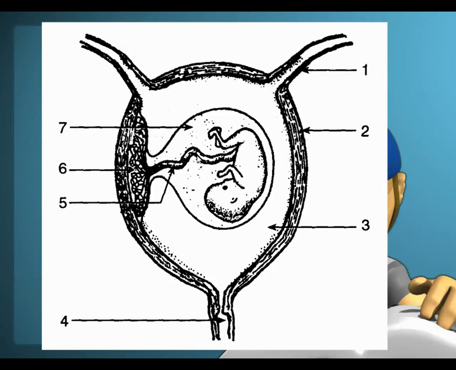Structure 5 is pointing to the umbilical cord. Structure 6 is pointing right here. This is pointing to the placenta, and this is connected to the mother's uterine wall. And then you can see how it's connected to the baby. So that's how nutrients are able to pass from the mom to the baby, and then waste products pass from the baby to the mom. And then structure 7 is pointing to the amniotic sac.